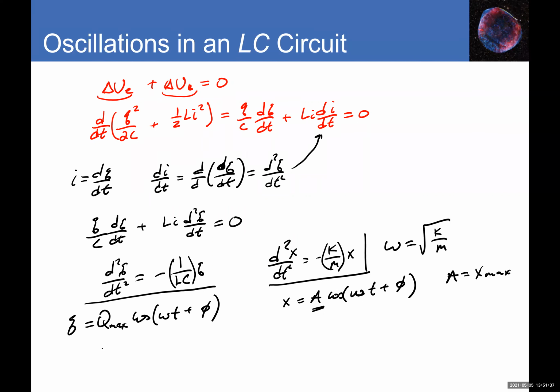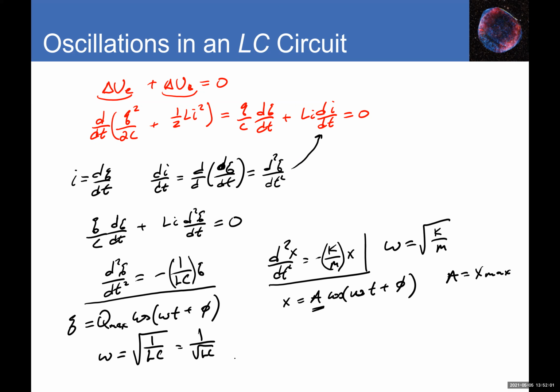Here we can say that omega, in the same way, equals the square root of what we have in front of q on the right side. That means the square root of 1 over LC, or you can just write this as 1 over the square root of LC. So this is basically the angular frequency, or natural frequency, of oscillation of the LC circuit. Okay, remember, as I said, right?